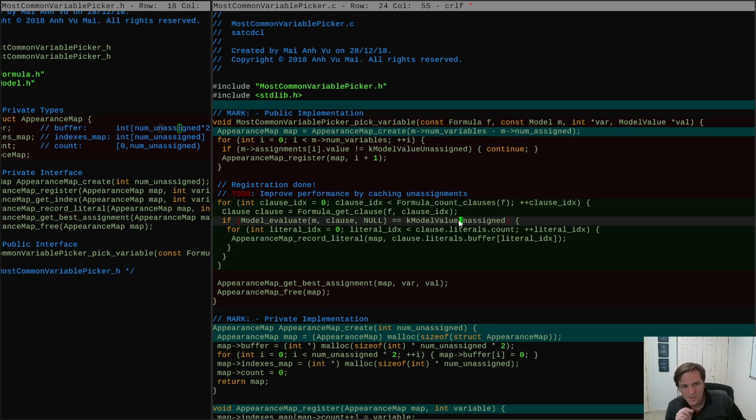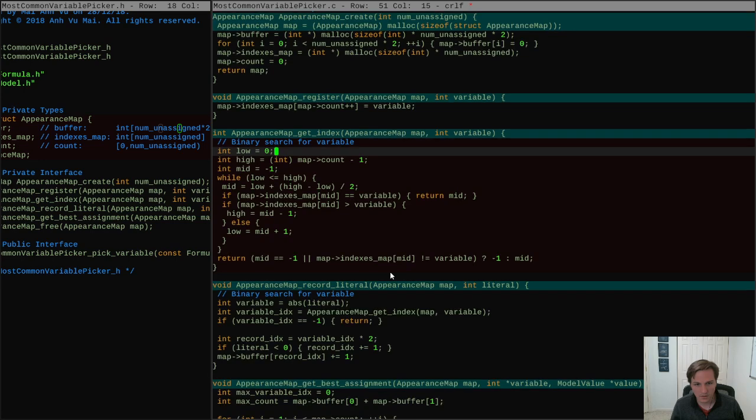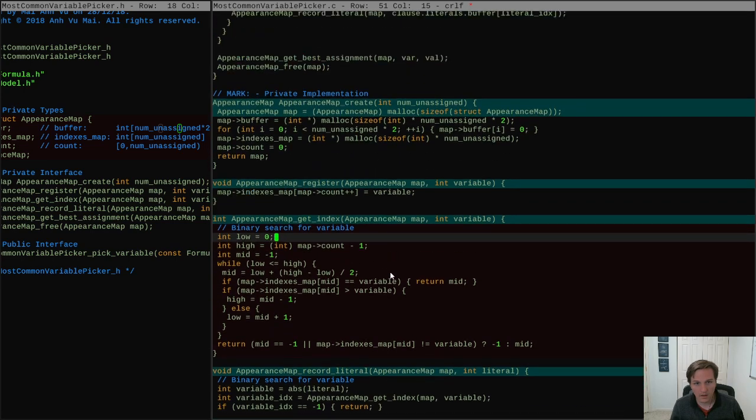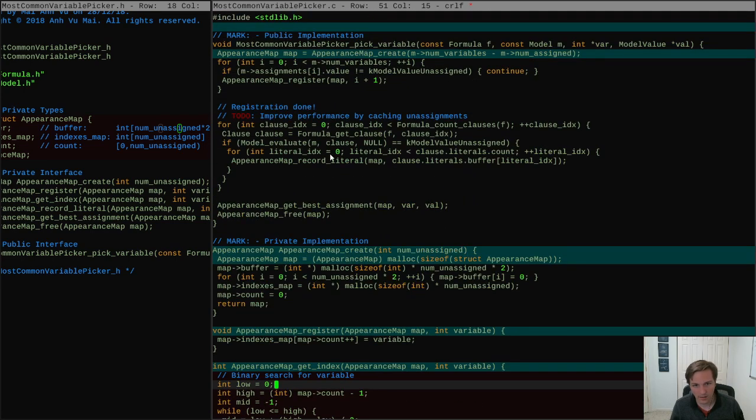Interestingly, there must be something I'm missing, because this could still generate guesses to create assignments for variables that have already been assigned. This has to somehow disqualify variables that have already been assigned, right? It's looking at each literal, and it's recording each literal that it sees.